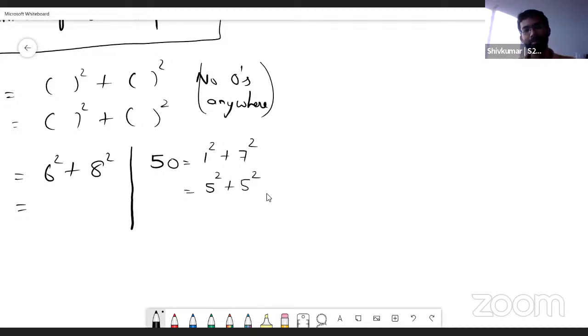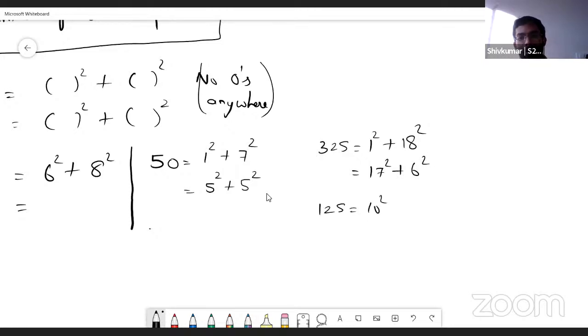So 325. Okay, interesting. 325 can be written as 1 square plus 18 square, right? Yes, excellent. And this can be written as 17 squared plus something. Sir, 10 square plus 5 square is 125. Okay, great. Another example. So 125 is 10 square plus 5 square. And then another example.